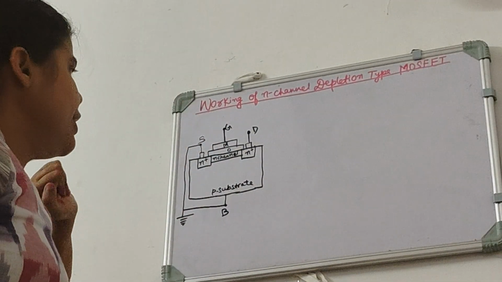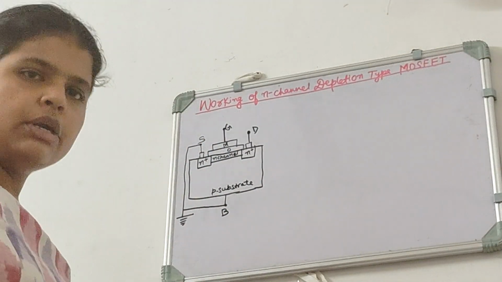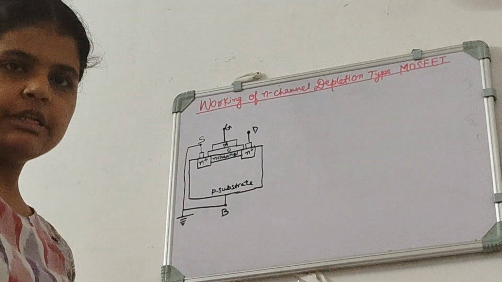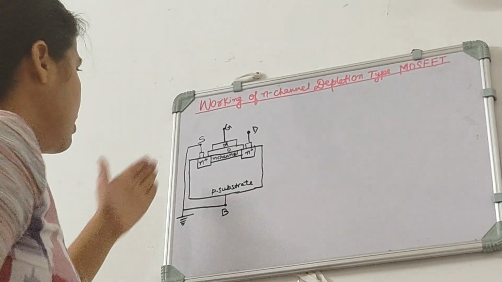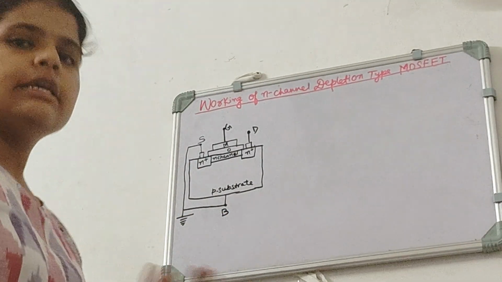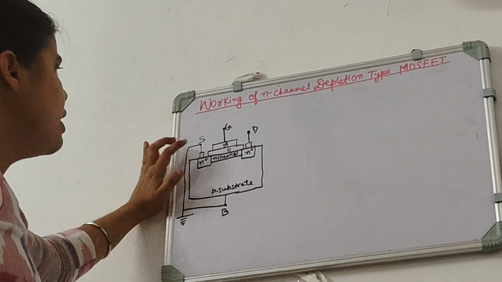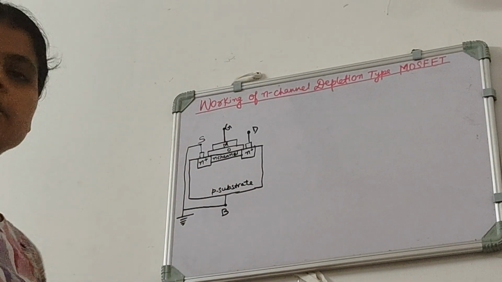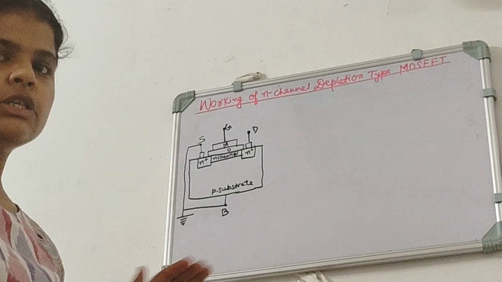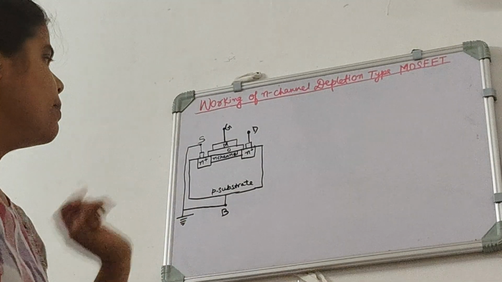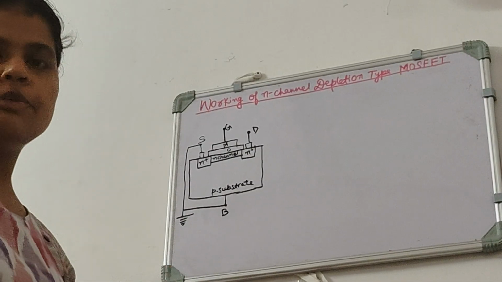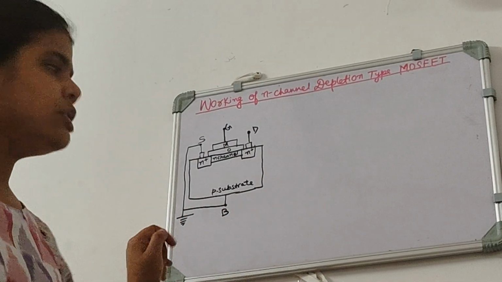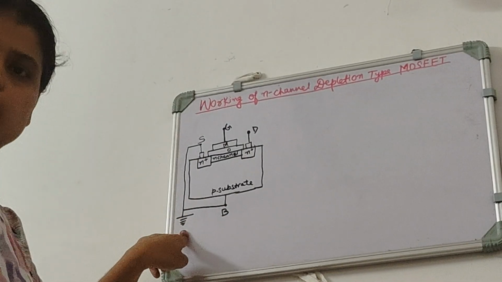there is the gate terminal, and at the bottom we have the body terminal. The source terminal is considered as the reference voltage, so we consider it to be grounded. Since we are not taking the body effect into consideration here, the body voltage will also be 0. So the source voltage and body voltage are considered to be 0.